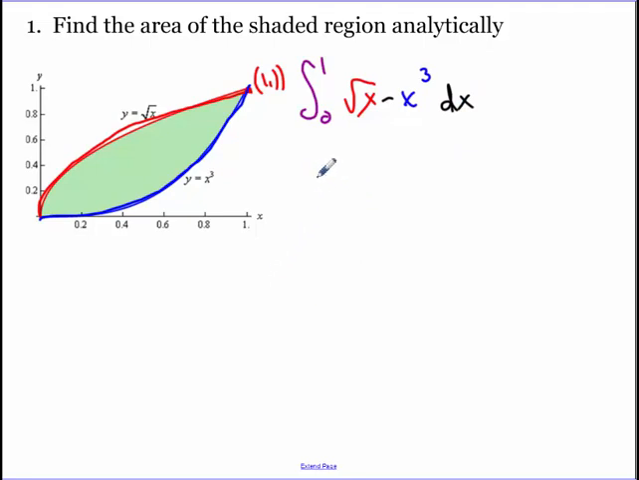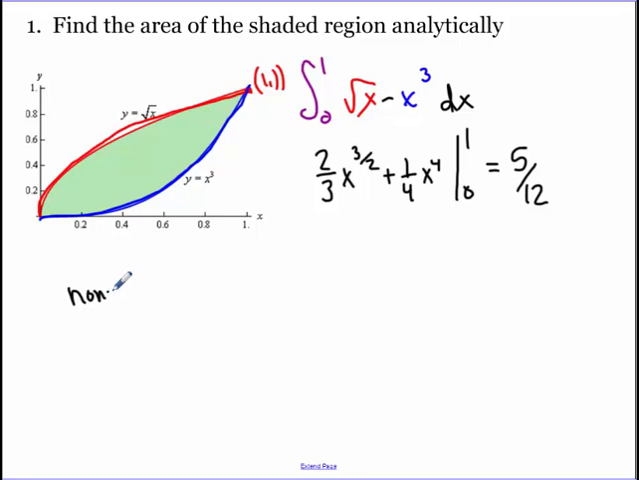So taking that integral, we have 2/3 x to the 3/2 plus 1/4 x to the 4th from 0 to 1. Plugging in and evaluating that integral, we get 5/12. Now be aware, these are going to be both non-calculator and calculator questions. So keep in mind you're going to have to do some of this algebra, plugging in 1 without a calculator.